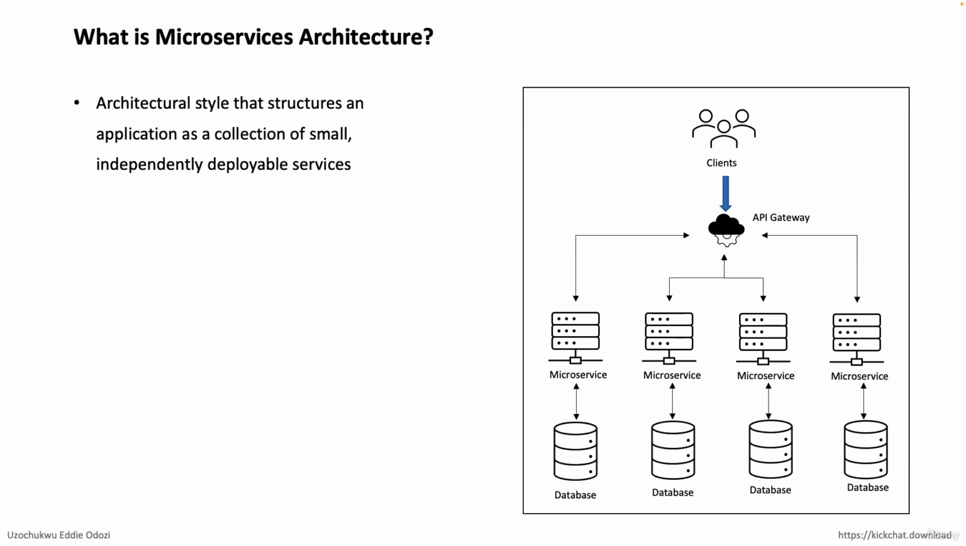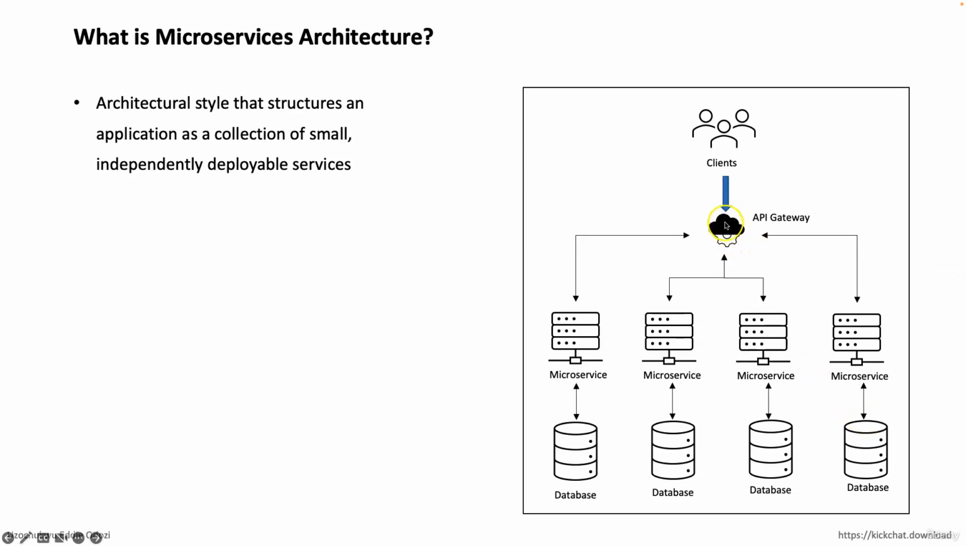Microservices architecture is an architectural style that structures an application as a collection of small, independently deployable services. Unlike monolithic, where you have all your subdomains in one unit, here in microservices, those subdomains can be structured as independently deployable services.